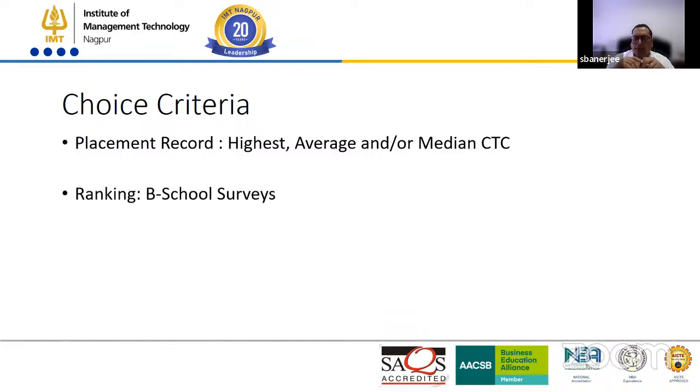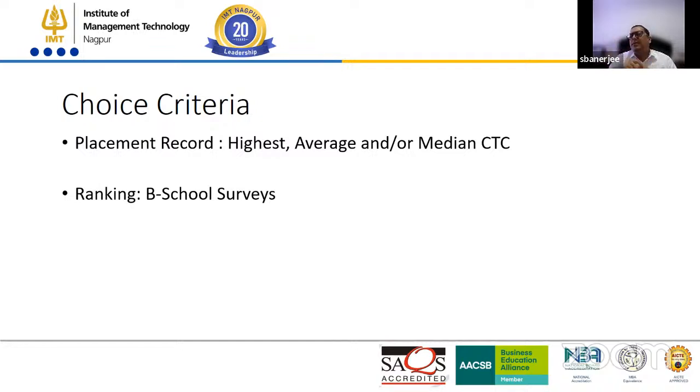And then if we see that it's more or less the same sort of placement record, our second criteria becomes the ranking. How is the institute ranked in various B school surveys that are conducted by various magazines, newspapers, news portals, even some MBA admission related portals, some government agencies at times, etc.